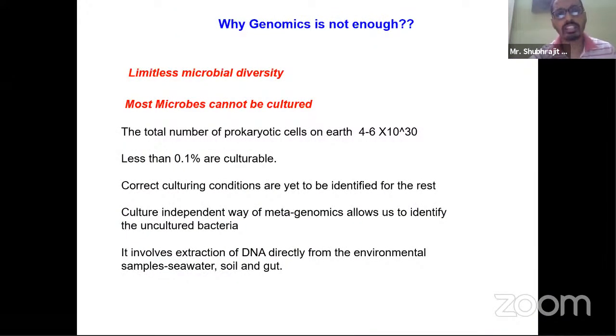So why is metagenomics getting more and more important? Why is genomics not sufficient? Because of the microbial diversity. Even on us, we can have about 100 trillion microbial cells all over our body. There is limitless microbial diversity. Consider a small soil sample, you will get about 40,000 microbial cells with limitless variations in these bacterial strains.